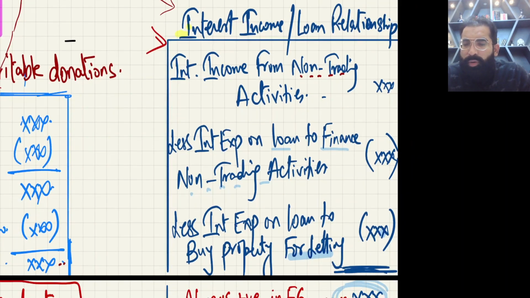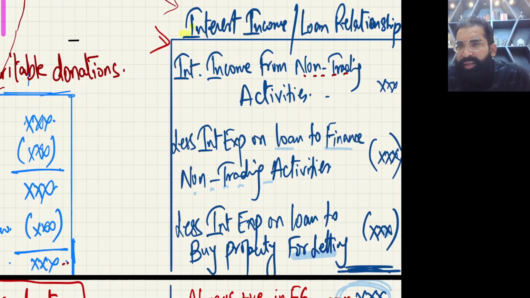But if you are an organization other than a bank, then interest income is always from non-trading activities. Now, one good news: our examiner has written that you will never get a question on a bank. So in our course, interest income will always be from non-trading activities. This is how it works.